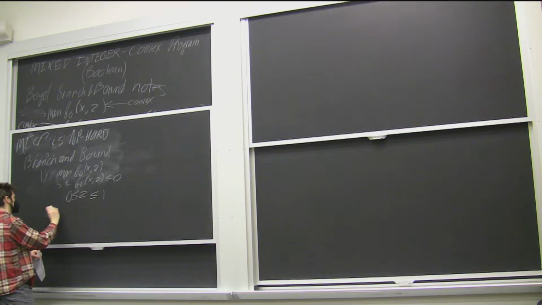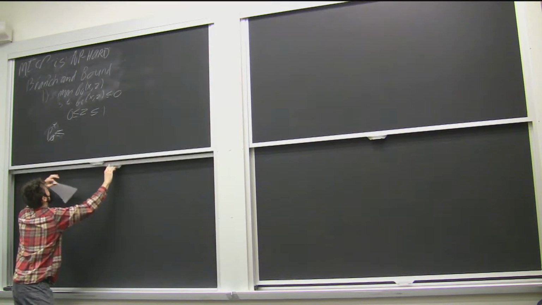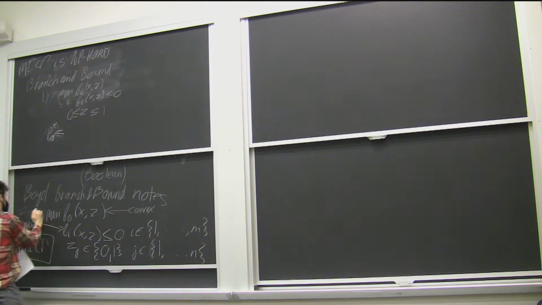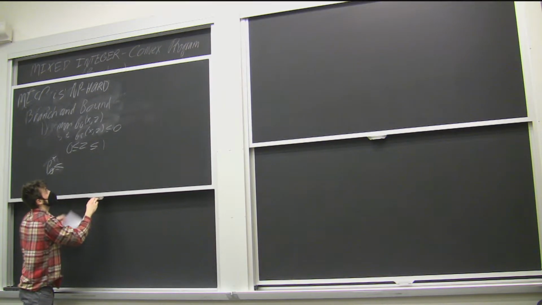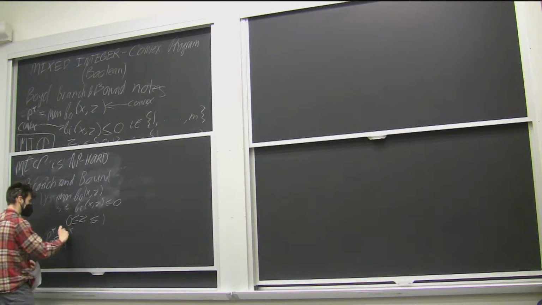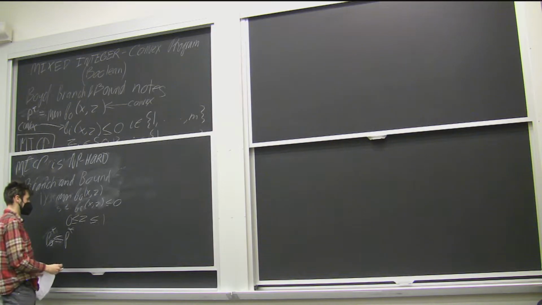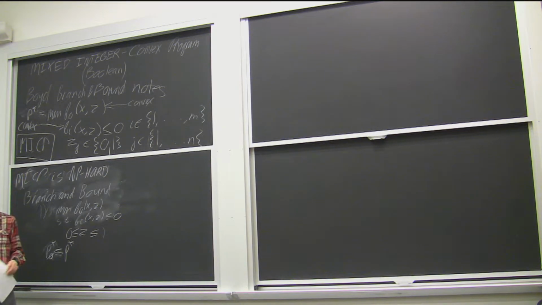So I'm going to call this P empty set star, and we're going to call the optimal value up here P star. P empty set star is definitely going to be less than P star. So solving this is going to give me a lower bound on my problem.